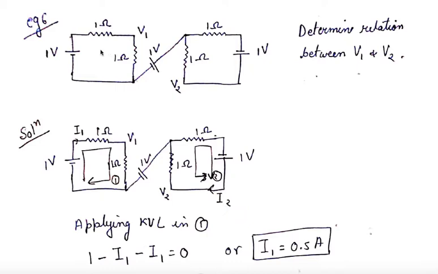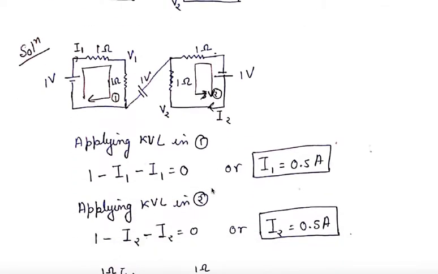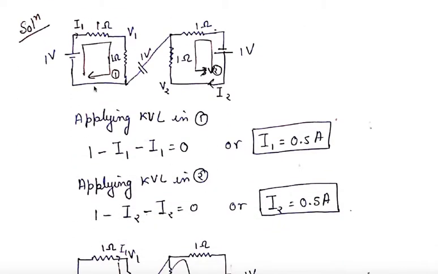We will mark the current from our side, that I1 is going in this direction because this is the positive end of the battery. So the current will be flowing from this direction, and from here we have marked our I2 in this direction. After marking the direction of the current, we will apply KVL, mark the loop and trace it back, and we'll find the value of I1. So applying KVL in the first loop, we are going from negative to positive, so the voltage will be positive.